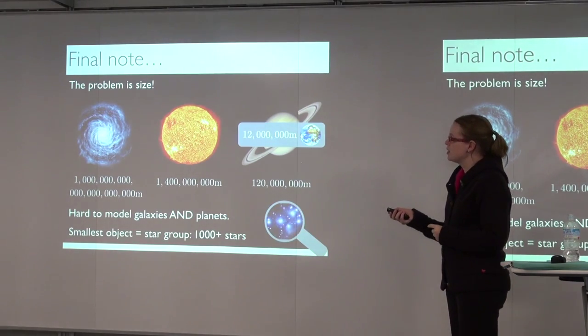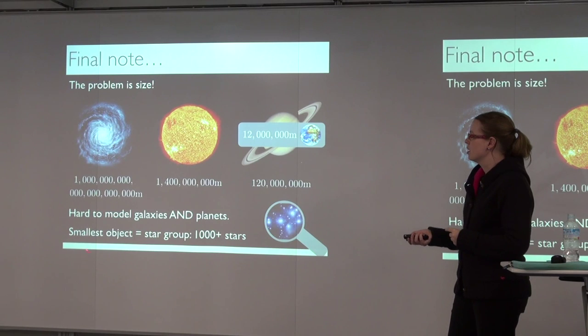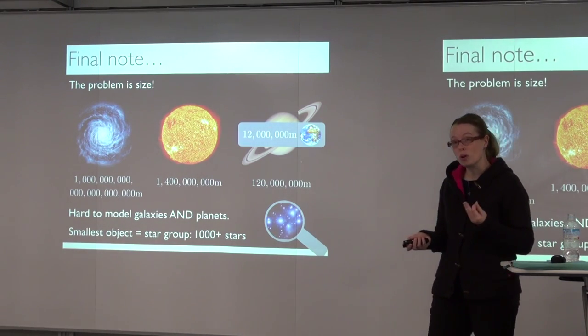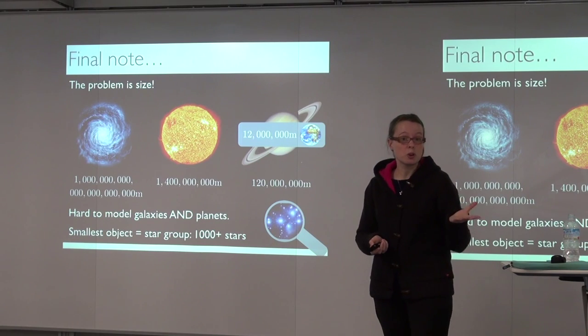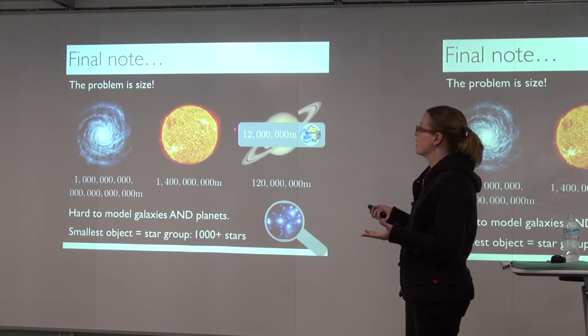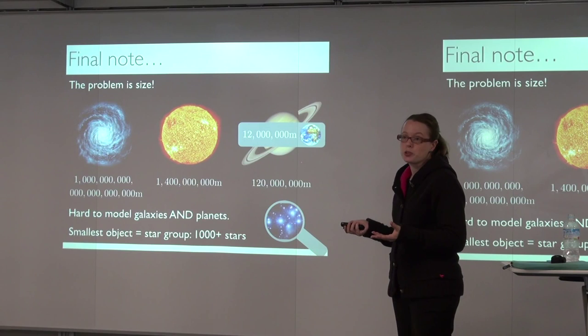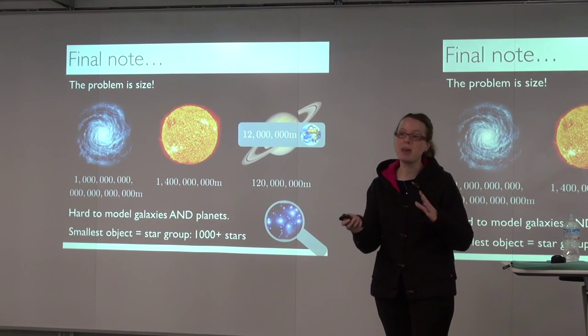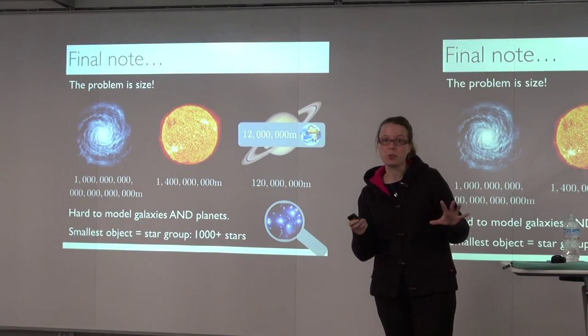So in my simulations of a galaxy, for instance, the smallest object I can see is a star group which is over 1,000 stars in size. I can't see anything smaller. So if I want to model planets, the largest thing I could see would be an individual star, but I couldn't see the whole galaxy. I have to pick what scale I'm going to work at.